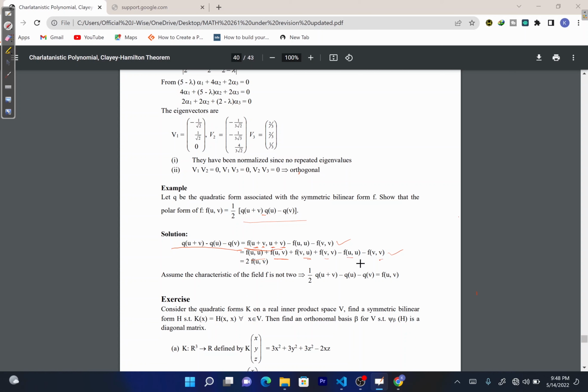But f u v is the same as f v u, so they are like terms and we can combine them. When we do that, we get 2 f u v. We have f u u minus f u u, so it cancels out. Then we also have f v v minus f v v, which also cancels out. So we are left with this, and from here we just divide 2 by 2. When we do that, we get this, and that is the proof. I hope it's clear.